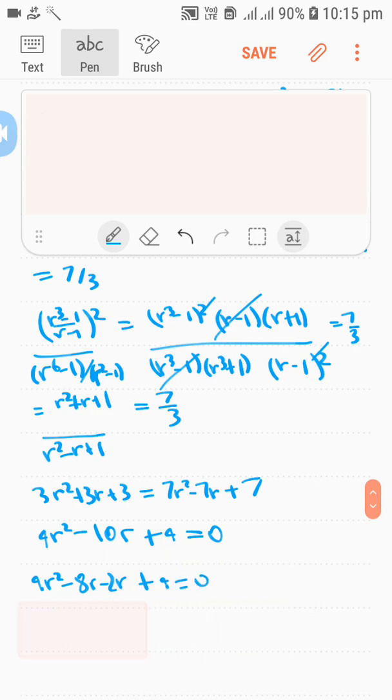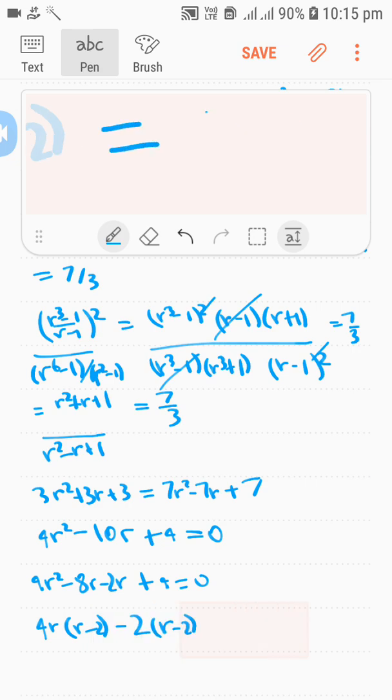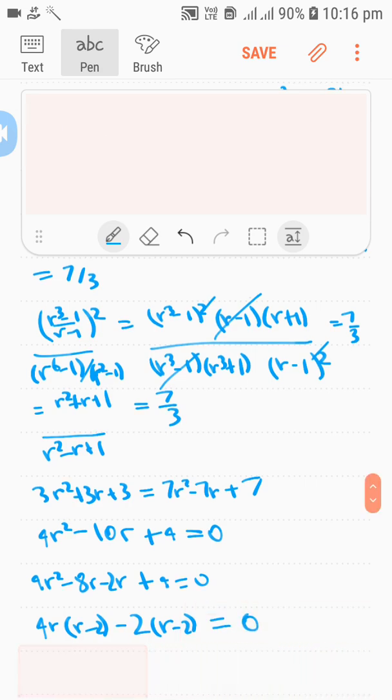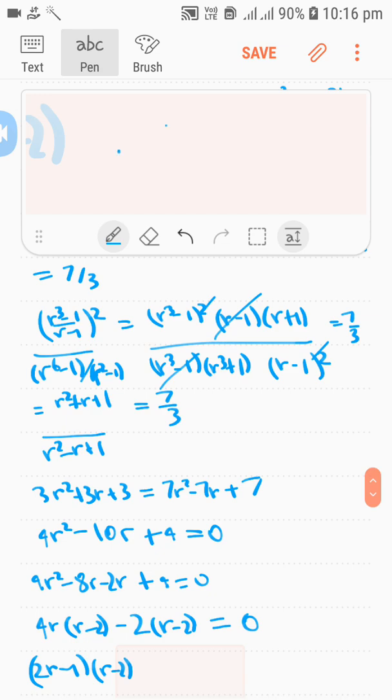Okay, from this we can factor out a 4r from the first two terms, so 4r times r minus 2, and then we can factor out a minus 2 from the next two terms, so minus 2 times r minus 2 is equal to 0. That's nice, which makes it that now we just divide this whole equation by 2, so you would get 2r minus 1 as the first factor, and then you have this r minus 2 is equal to 0. So r is either 2 or it's half. Both have the same effect.